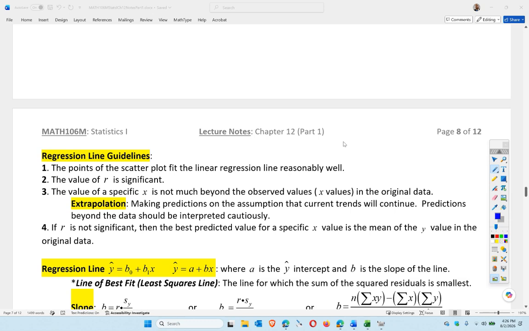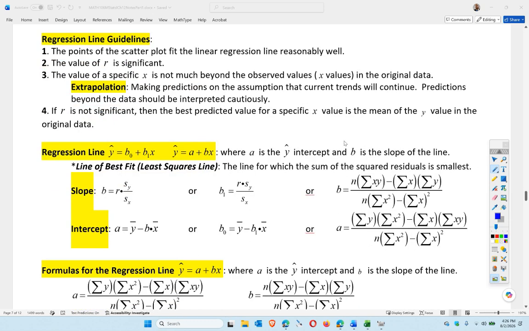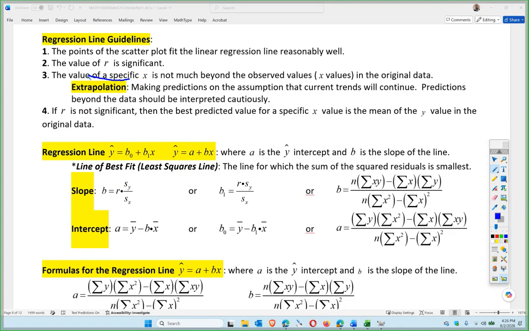Okay, so a couple of guidelines: obviously the data has to be randomly selected, stuff like that. It has to basically fit a linear model when you do the graph. You also have to worry about a thing called extrapolation, which we'll talk about later on.